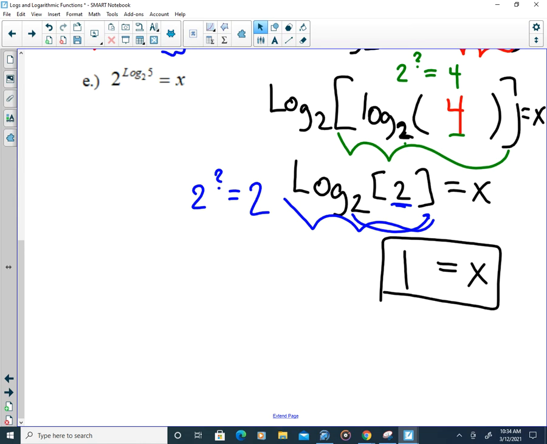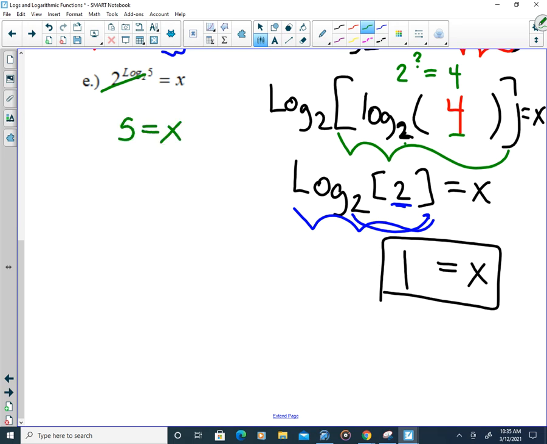Now, let's look at e. E looks really complicated, but it's really not. When you see a problem like this, when you have a logarithm written as an exponent, and the base of your logarithm matches the base of your power, they basically cancel each other out. I'll show you why. When you have 2 raised to the log base 2 of 5, the 2 and log base 2 will cancel out, and you just get that number 5. So the answer to this equation is just x equals 5. Okay?